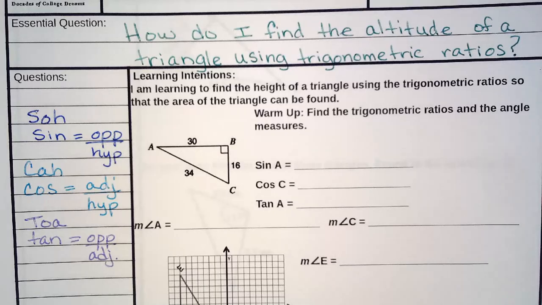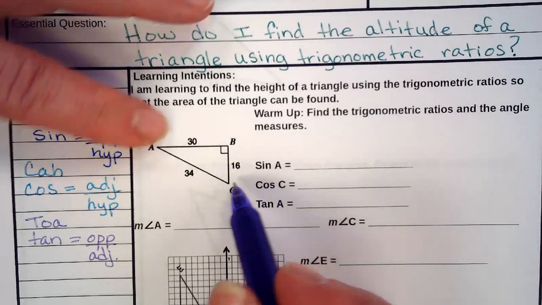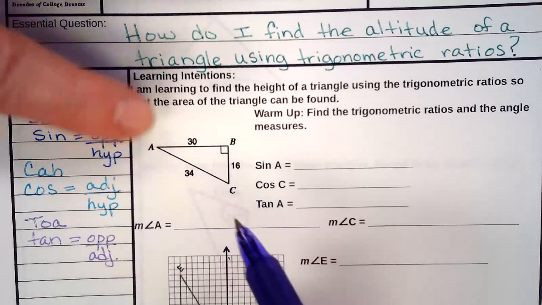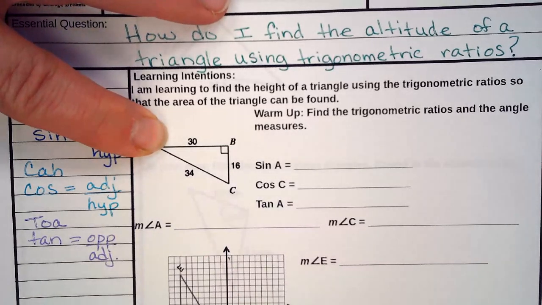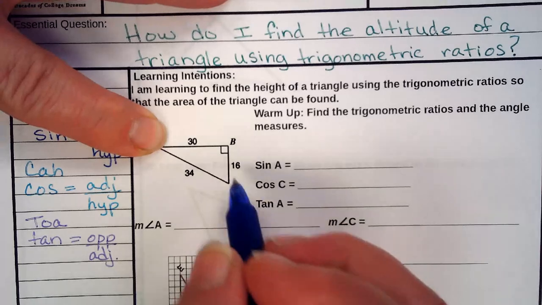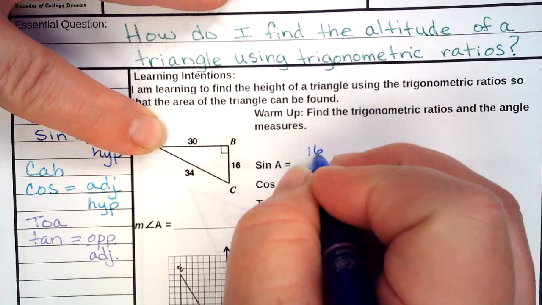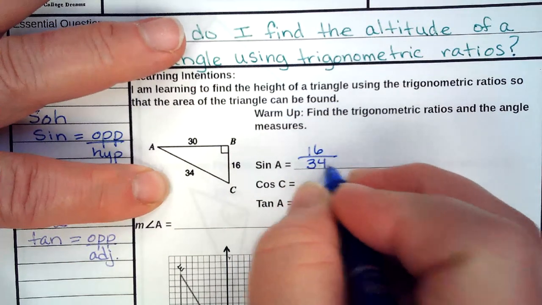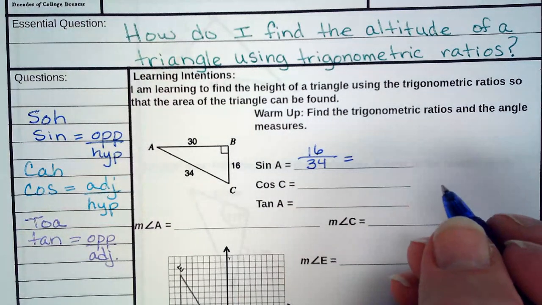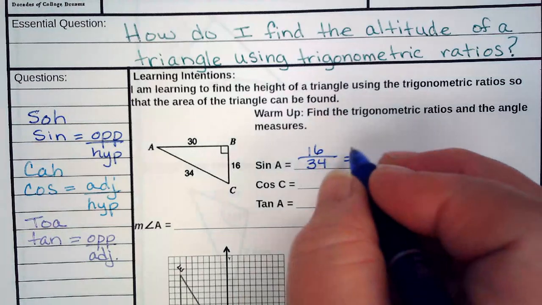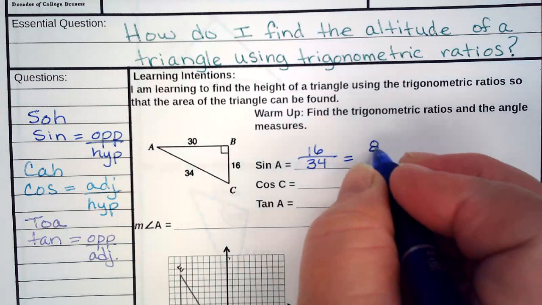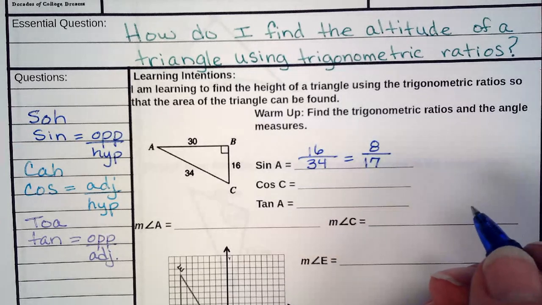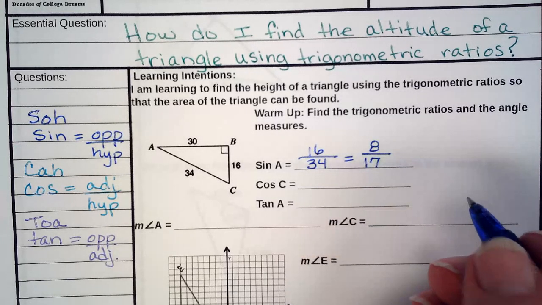Well, I do hope you tried. The sine of A. Here's my angle A. Sine is opposite divided by hypotenuse. The opposite length is 16. The hypotenuse is 34. Both of those have a factor of 2. 16 divided by 2 is 8. 34 divided by 2 is 17. Simplified, that is 8 over 17.